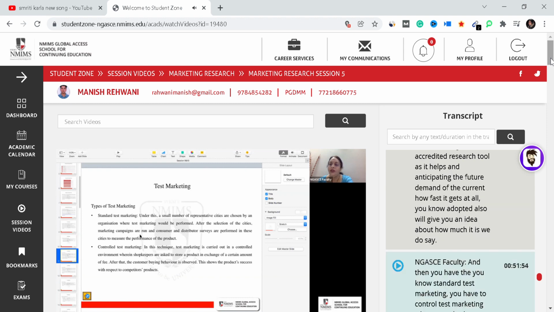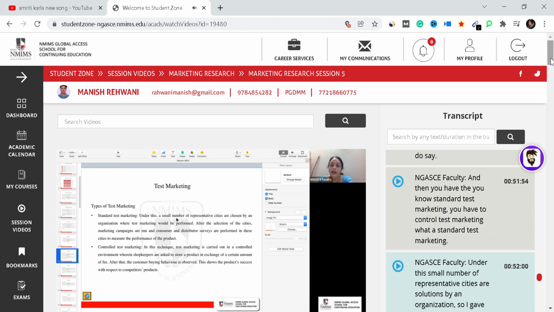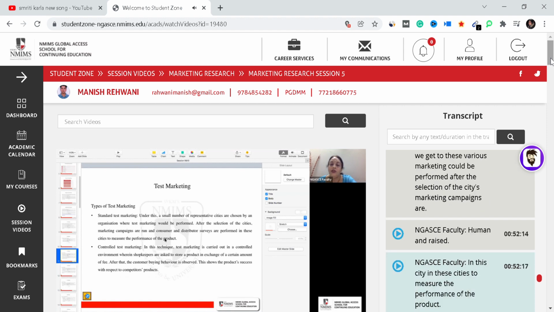And then you have the standard test marketing, and you have the controlled test marketing. What is standard test marketing? Under this, a small number of representative cities are chosen by an organization. So I gave you some examples of Indian cities where test marketing could be performed. After the selection of the cities, marketing campaigns are run and consumer and distributor surveys are performed in these cities to measure the performance of the product.